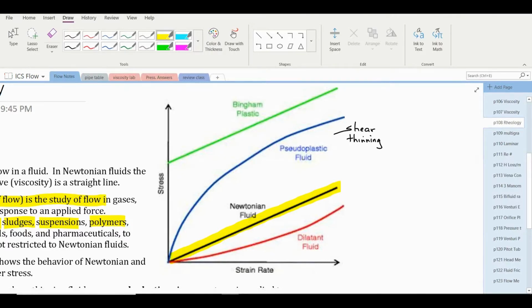Take a look at the blue line just above it, called pseudoplastic. A pseudoplastic fluid. What's going on here? As the stress is low, notice that the strain rate is very low. It's not moving very much. It's resisting strain or tearing or shearing. But as the stress increases, then the fluid shears to a greater extent. That is, it is undergoing shear thinning. So under higher pressure, the fluid thins out.